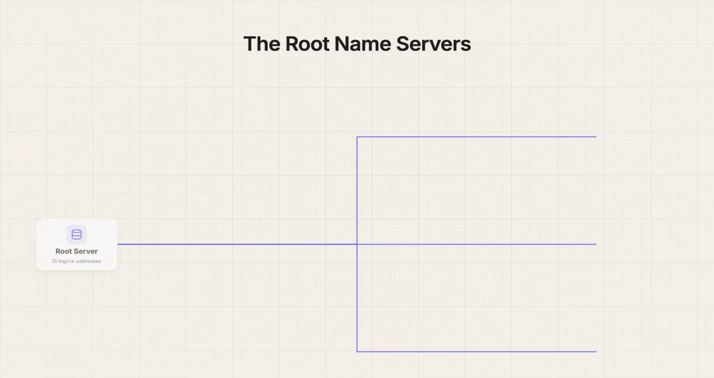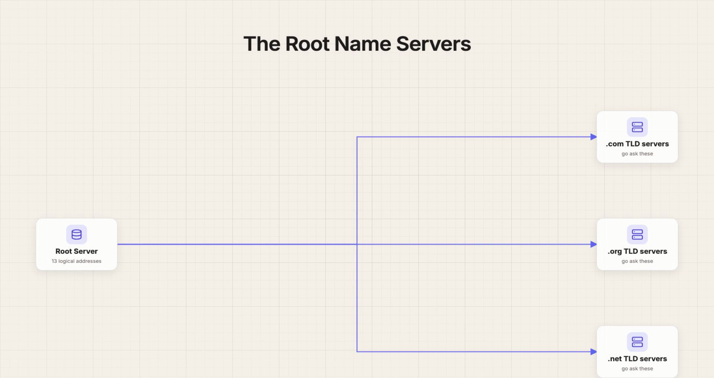At the very top of DNS are 13 root name server addresses operated by different organizations worldwide. They do not know the IP of your domain. Instead, they return a referral: go ask the TLD servers responsible for that suffix. For google.com, the root says, go talk to the .com TLD servers. They are the starting point for every uncached lookup on Earth.